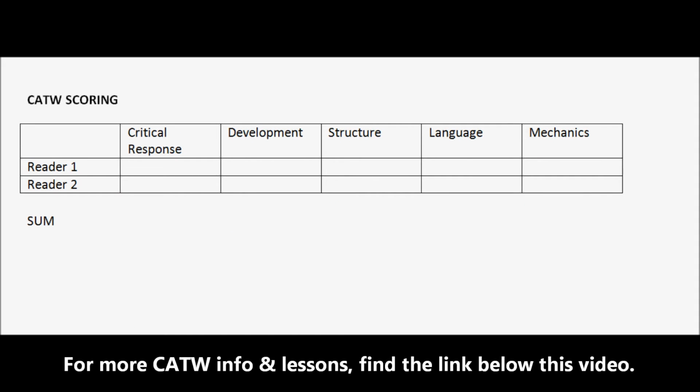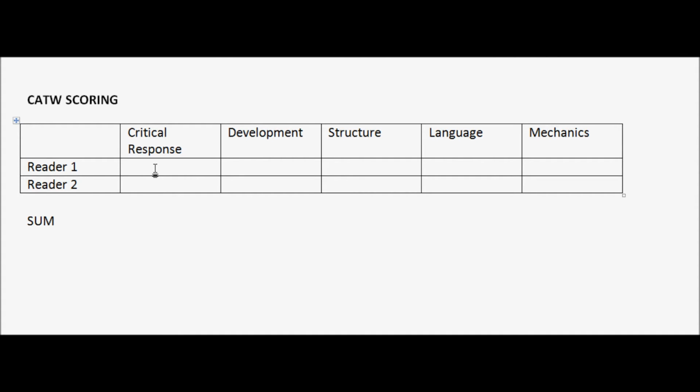If you've gotten the hang of the scoring, you could stop the video at this point, but I'll give you one more example, a more realistic example, or an example that you'll more likely see. Reader 1 gives a 3 under critical response, while Reader 2 gives a 2. Both Readers 1 and 2 give a 2 under development. Reader 1 gives a 2 under structure, Reader 2 gives a 3 under structure. Both readers give a 3 for language, and both readers give a 3 for mechanics.